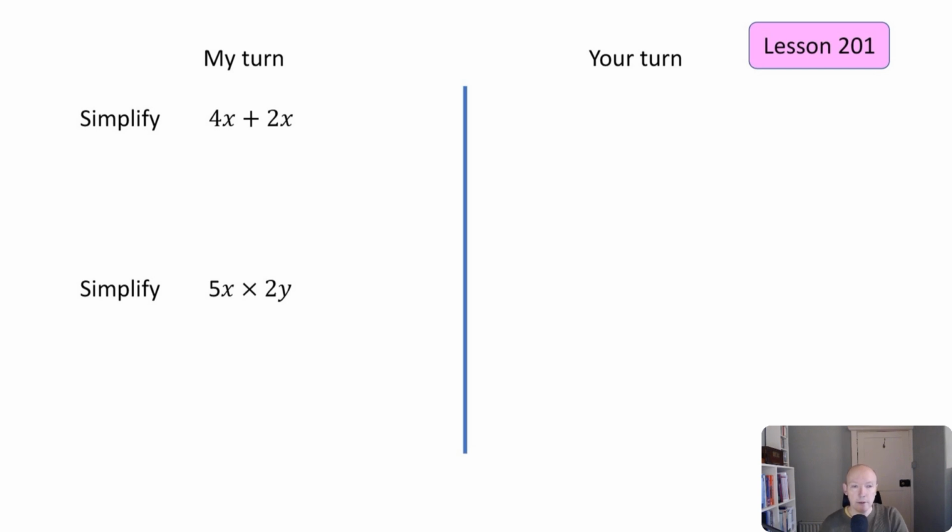Right, now we've got a couple more, again, simplify questions. So 4x plus 2x, well 4 plus 2 is 6, so that's 6x. And here we've got 5x times 2y, so what we're going to do here is we're going to multiply the 5 by 2, which is 10, and we're going to multiply the x and the y, not much we can do there, just tack them together, so that will become 10xy.